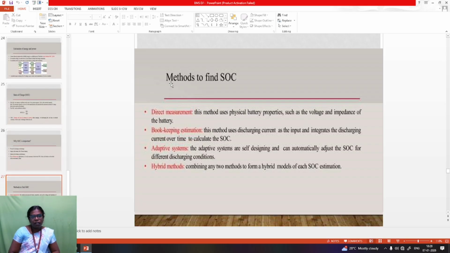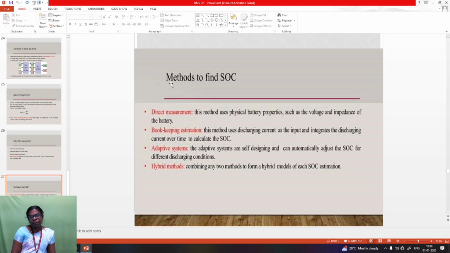So then, the methods to find the SOC. There are 4 methods: direct methods, bookkeeping estimation, adaptive system, and hybrid system. The direct method uses physical battery properties such as voltage and impedance of the battery. This is a way to find the SOC.